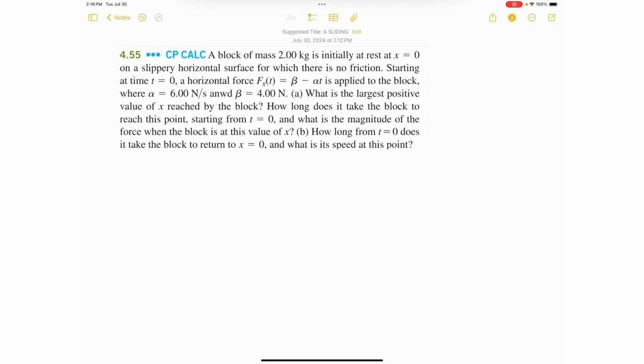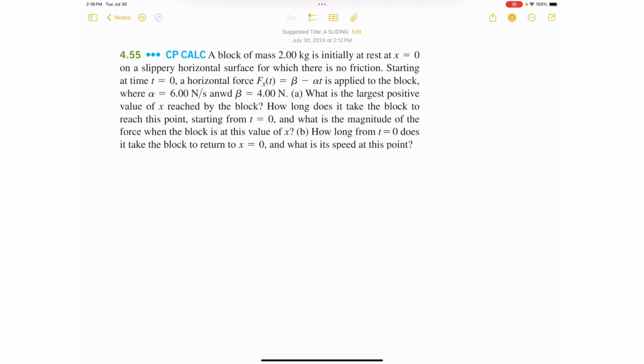Okay, so in this problem we have a block of mass 2 kilograms, initially at rest, so its initial velocity is 0, and it's starting at the position x equals 0 meters. It's on a slippery horizontal surface, going back and forth, and there's no friction, so we don't have to worry about the friction force.